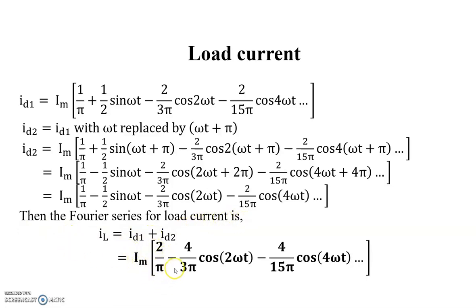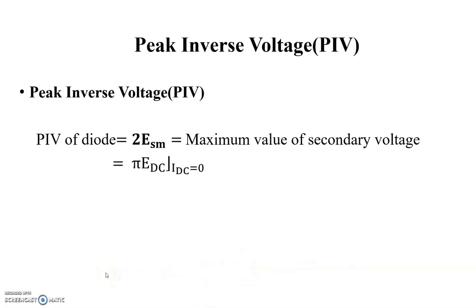Im into [2 by pi minus 4 by 3 pi cos 2 omega t minus 4 by 15 pi cos 4 omega t]. Now the first term is represented as the average or DC value, while the remaining terms are ripple. So next we will move on to the peak inverse voltage.